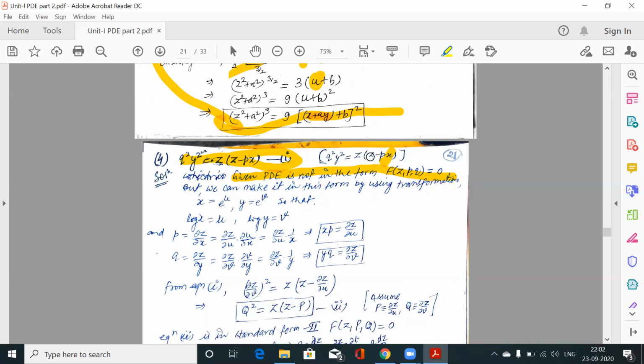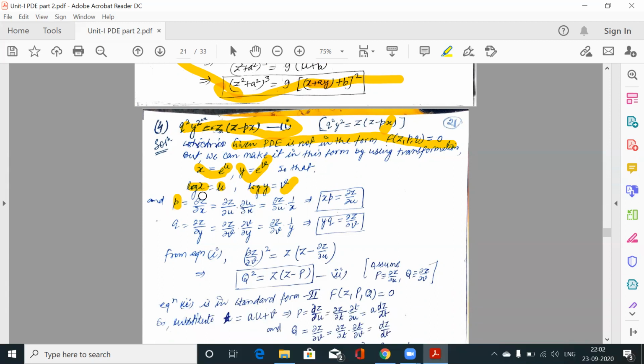So z is acceptable. In second form, in standard form 2 or case 2, we have z, p, q. So we cannot have x and y. So we have to eliminate x and y only. So we are transforming x into u, y into v, and not transforming z, because z is acceptable here. So using this transformation, what we get? Log x is equal to u and log y is equal to v.